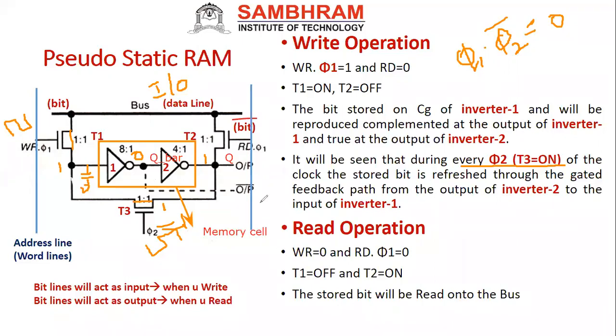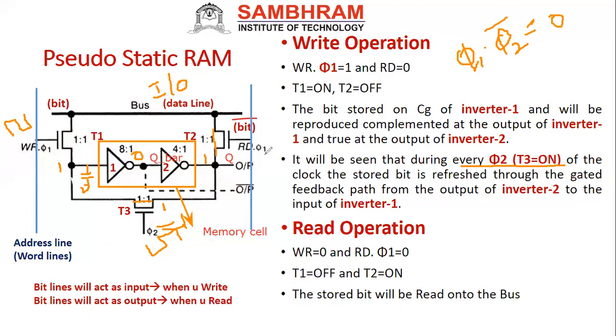Now we need to perform the read operation. If you want to perform a read operation, what do I need to do? Now perform the reading operation. So you have to make this 0. The write signal will be equal to 0, then the read signal will be equal to 1. Then T2 will be on, and T1 is off.